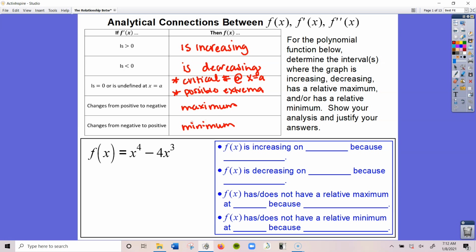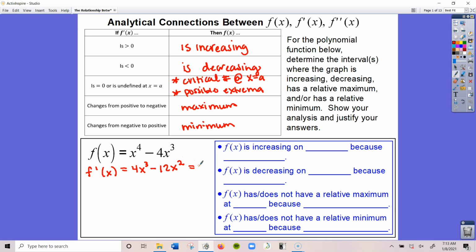So let's practice and review how to get all this information based on the function. Here we have f of x is equal to x to the fourth minus 4x to the third. So first we need to find the derivative so that we can determine those critical numbers. So f prime of x is going to equal 4x to the third minus 12x squared.